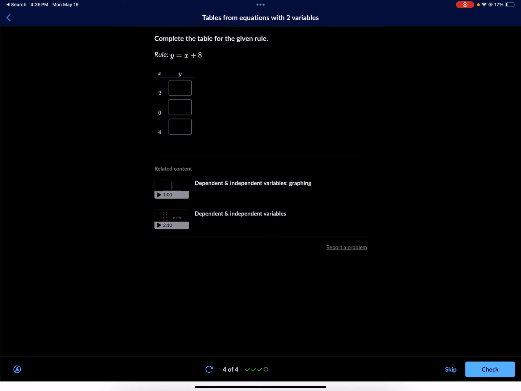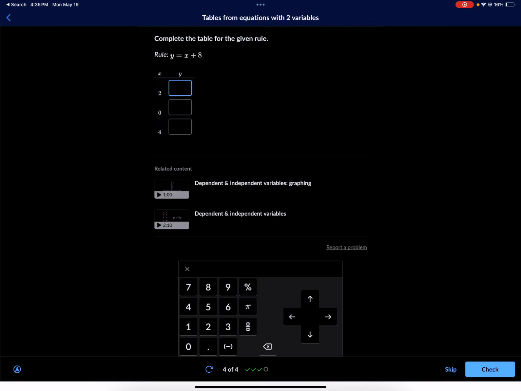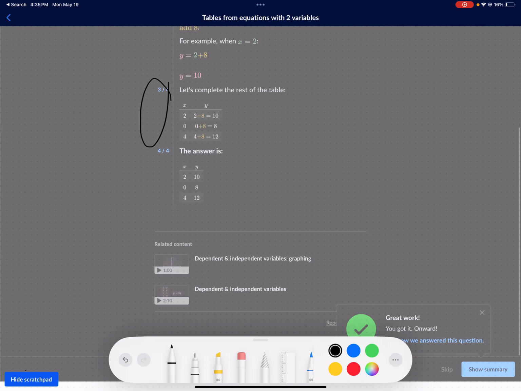Okay, I'll let you guys do this on your own, and then we'll do it together. Alright, so we don't have to do a lot of work here. All we have to do is just plug in our given x values over here into 8. So if we plug that in for y, 2 plus 8 is 10, 0 plus 8 is 8, and then 4 plus 8 is 12. So here it's 10, 8, and 12. If you got that right, good job. If you didn't, here's the answer explanation.